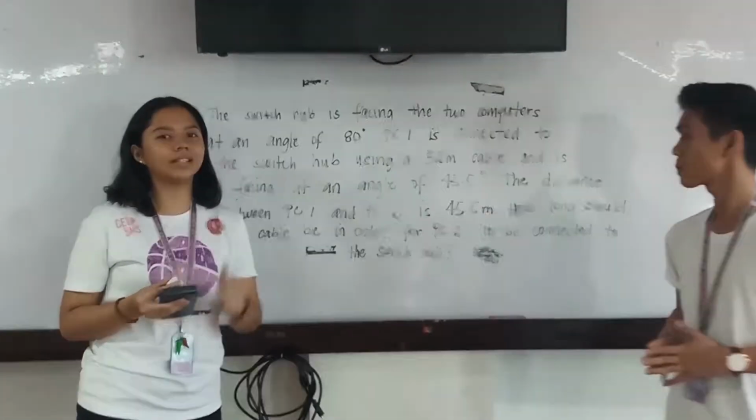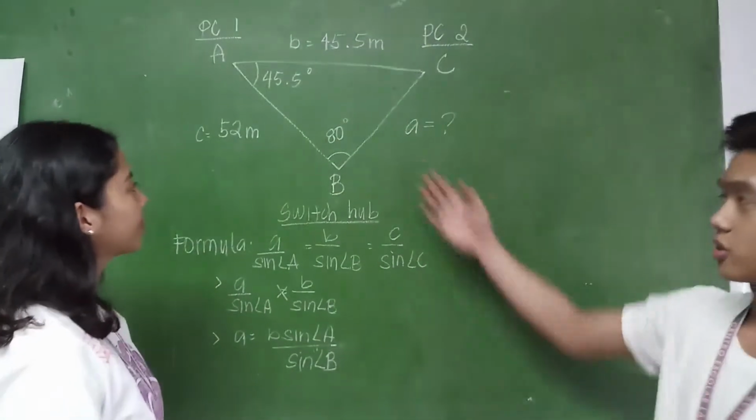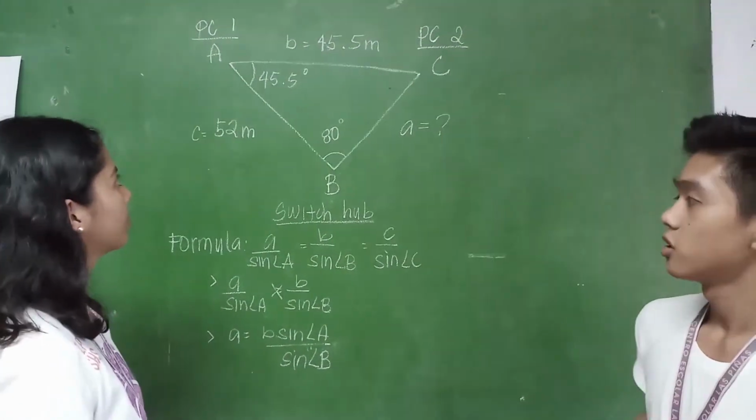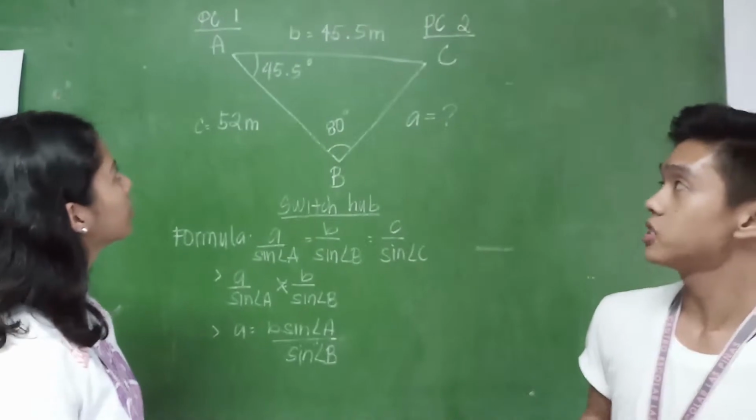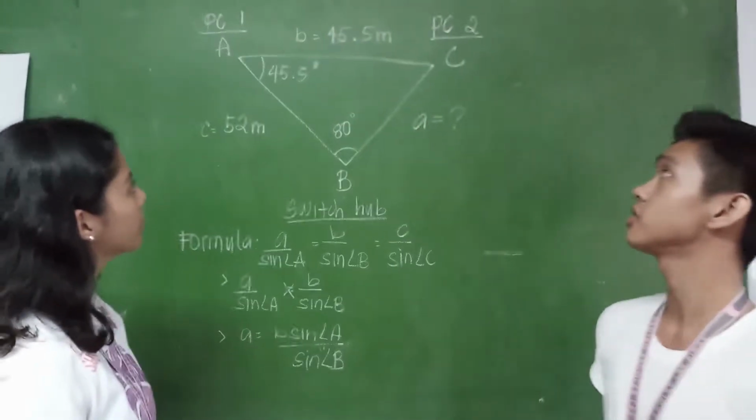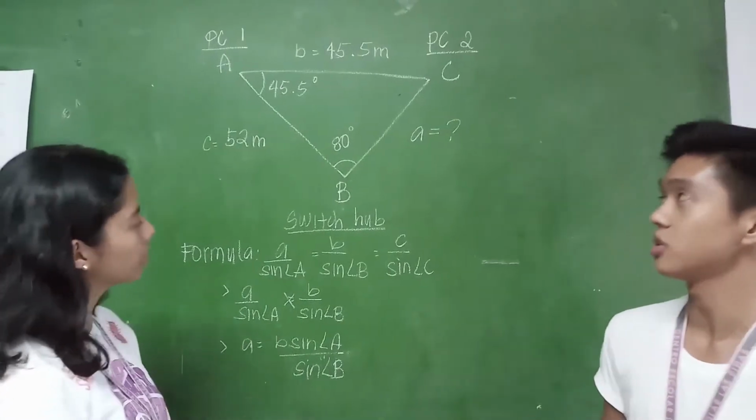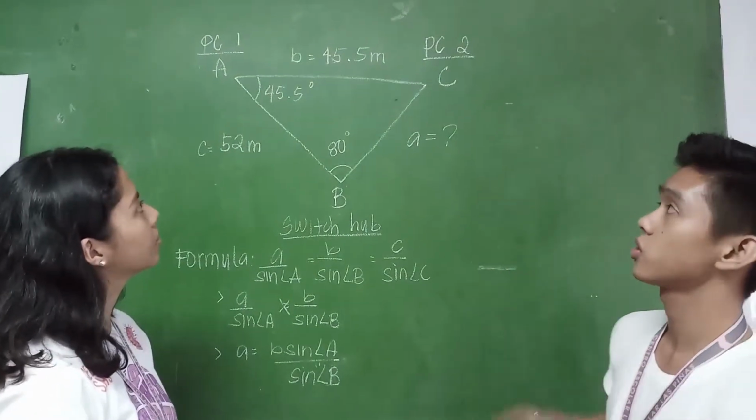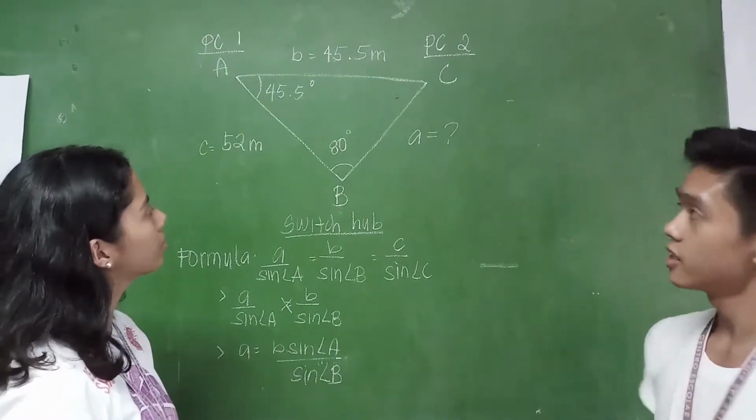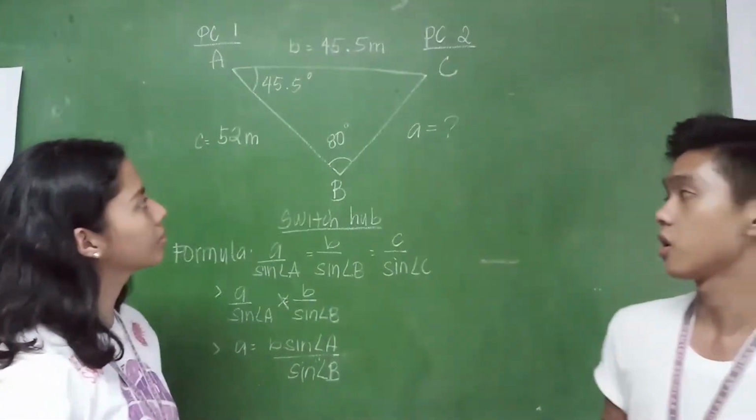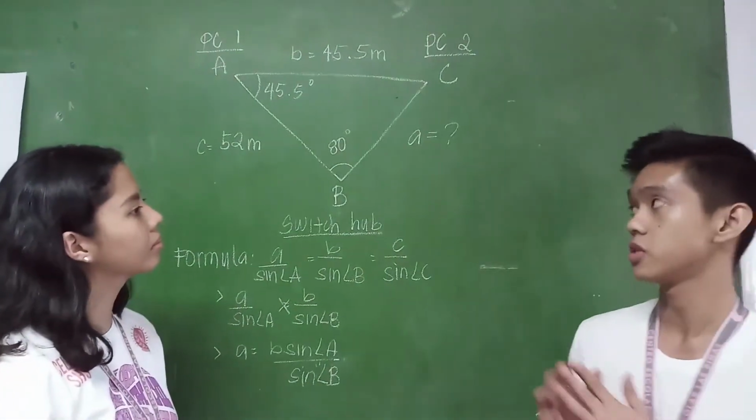This is how to solve it. So this is the orientation for our problem. The switch hub, which is 80 degrees, PC1, which is 45.5 degrees, and PC2. The distance between the switch hub and PC1 is 52 meters, and the angle at the two computers is 45.5 degrees. Side A, which is the distance of the switch hub and PC2, is missing.